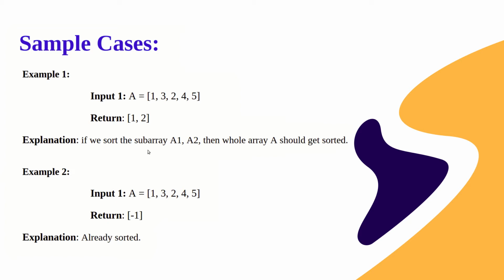So if you sort the subarray from a1 to a2, then the whole array A gets sorted, which serves the purpose of this question. Finally, we need to return the starting and the ending indices, in between which if we sort the subarray, the entire array will get sorted. And let's consider example 2.